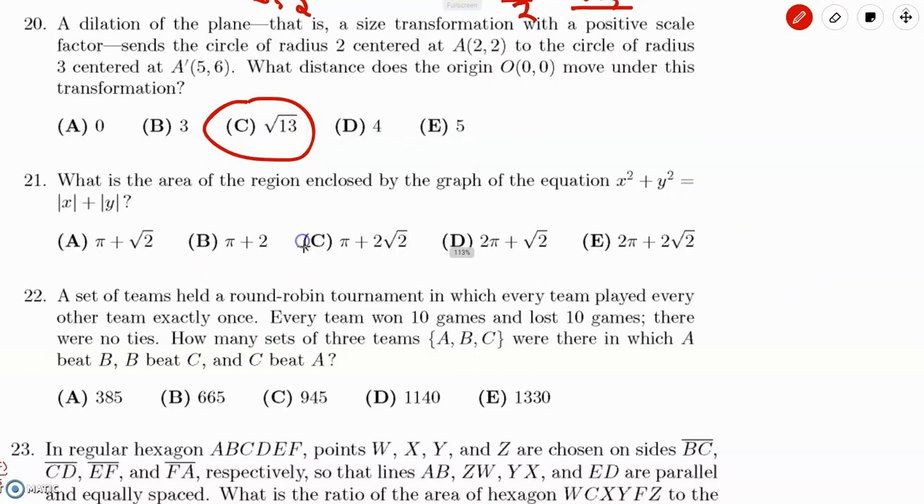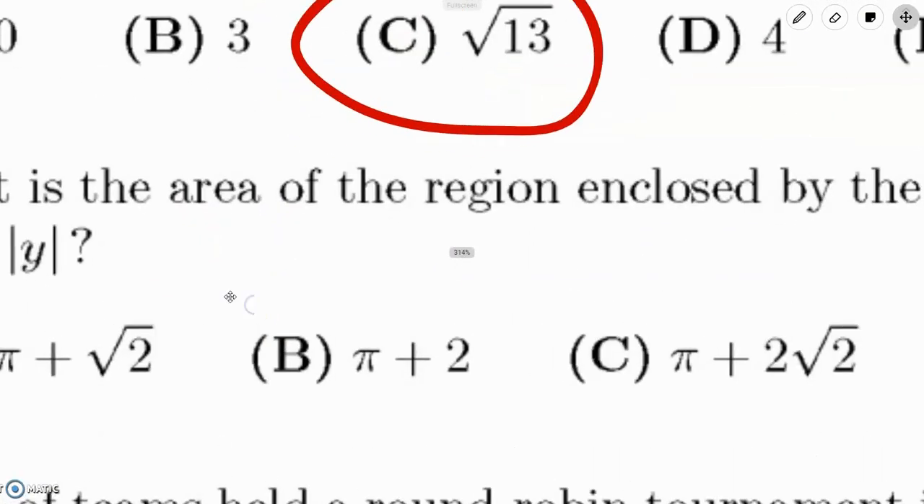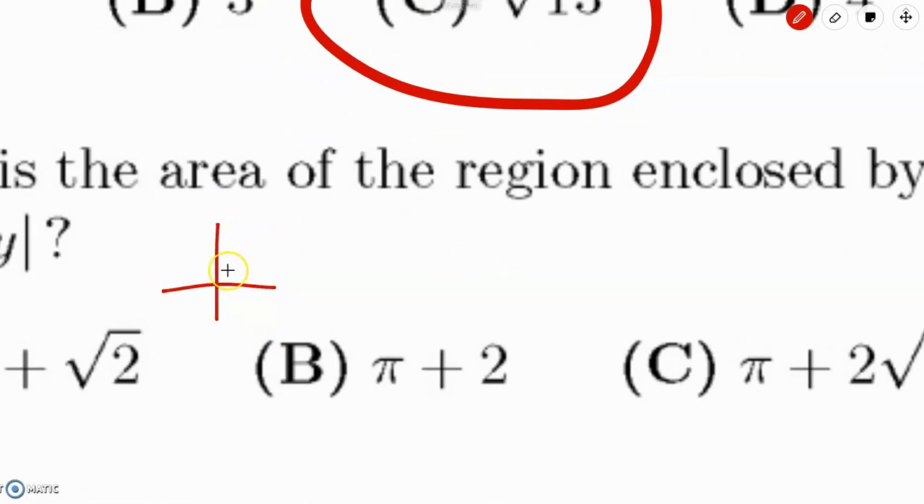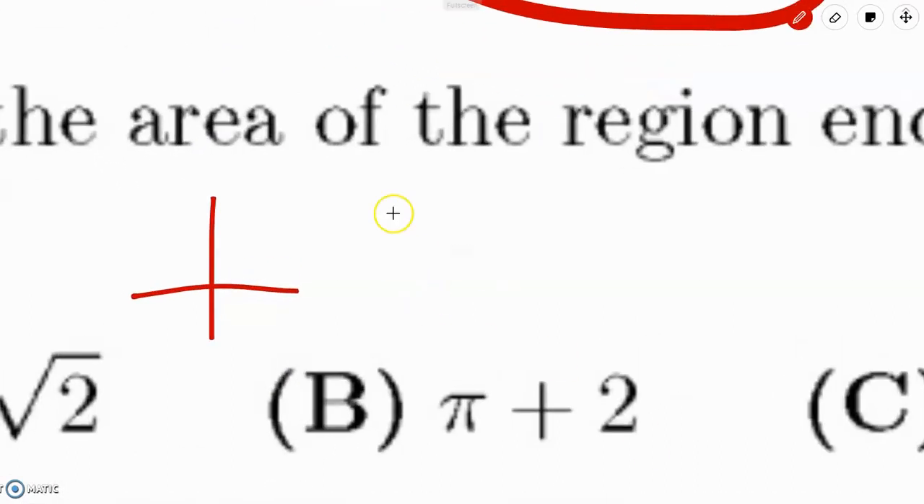21. What is the area of the region enclosed by the graph of the equation x squared plus y squared equals absolute value of x plus absolute value of y? So this is an absolute value problem, so you would just want to graph this out and see what you can do with it. So you have, if x and y are both greater than 0, then we have x squared plus y squared equals x plus y. And that simplifies to a circle with radius root 2 over 2.